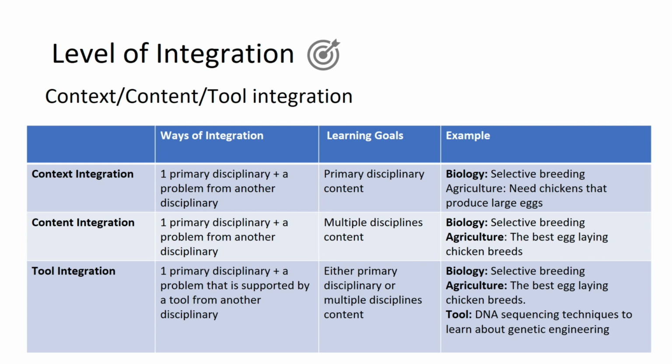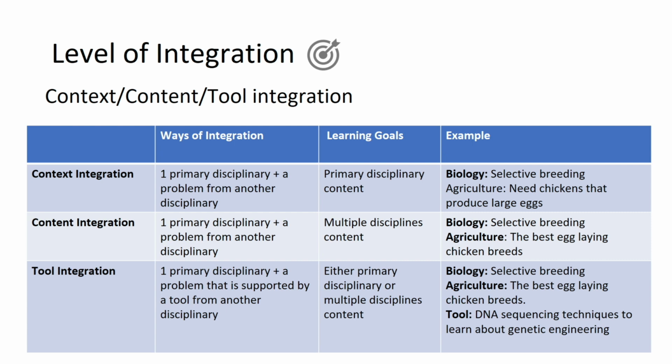Some scholars divide integrated STEM into context integration, content integration, and tool integration. Here is a table that summarizes the differences between those three types of STEM integration. As you can see, the ways of integration in the context and the content are pretty similar. However, the learning goals are different. For the context, only a primary disciplinary content is the focus of the integrated STEM. For content integration, multiple disciplinary contents are your learning goals.